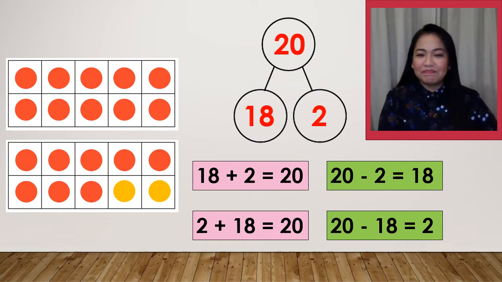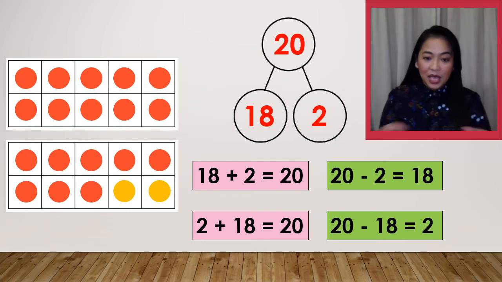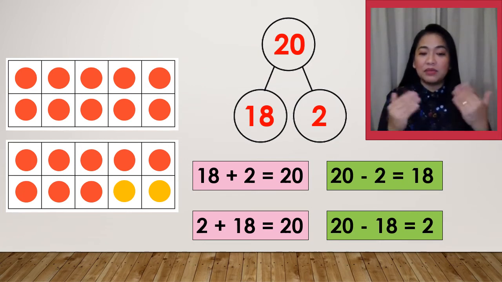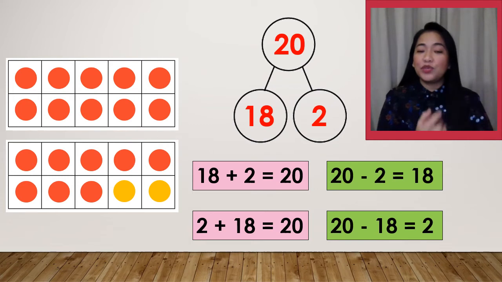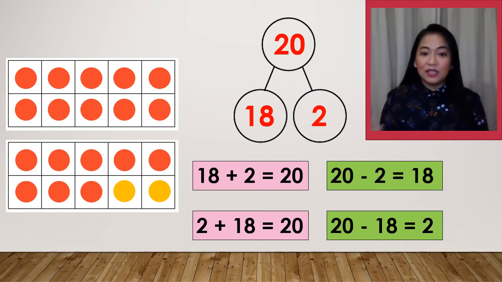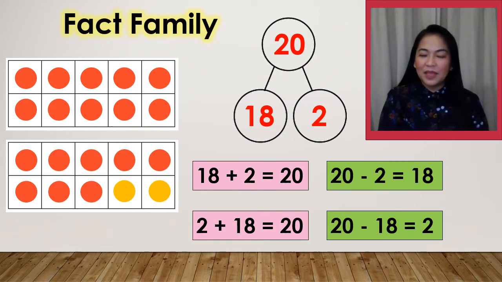Now, children, did we use any numbers that are not in the part-whole model? Look at these number sentences. No. We just use the same numbers as shown on the part-whole model, and then we wrote down all these related addition and subtraction sentences. And that is what we call fact family. How do we call this again? Yes, fact family.